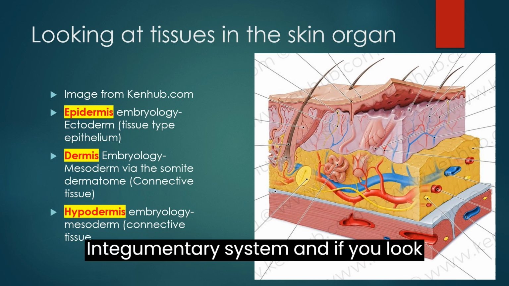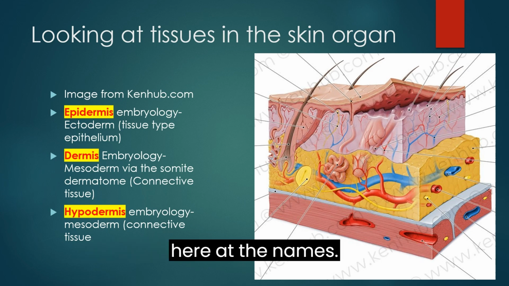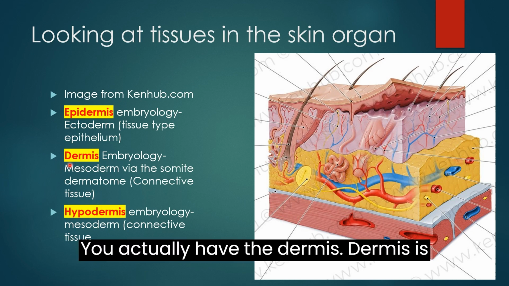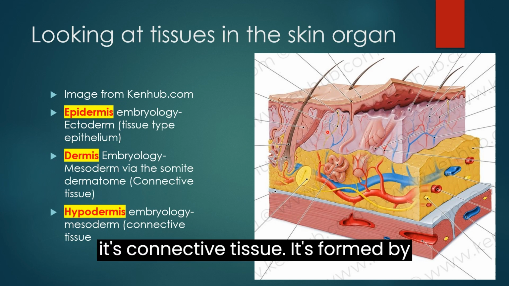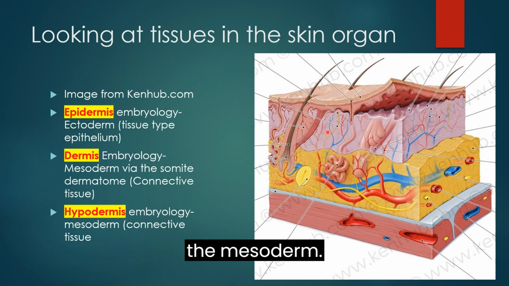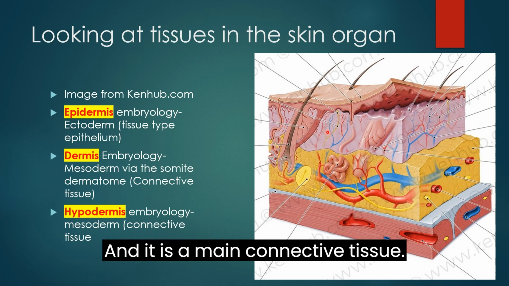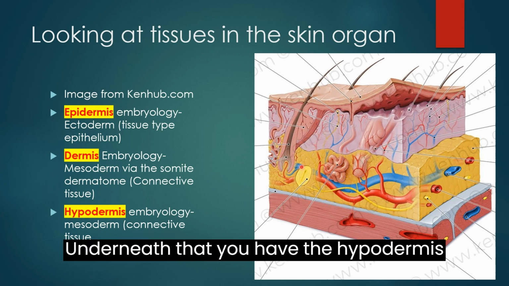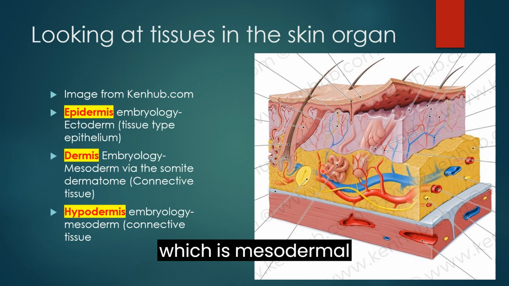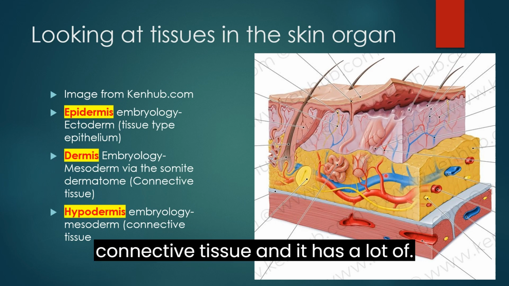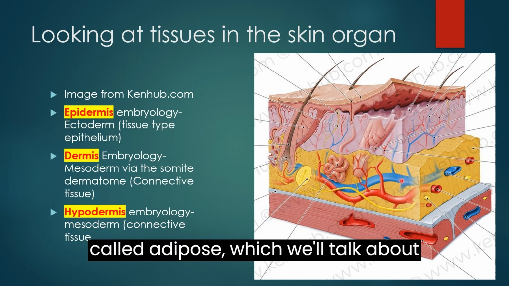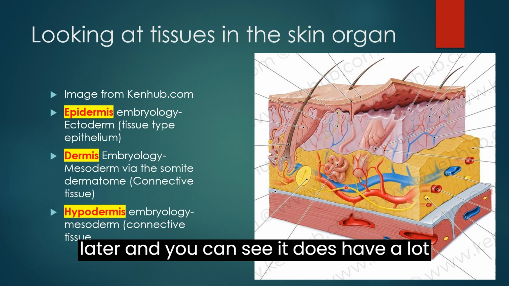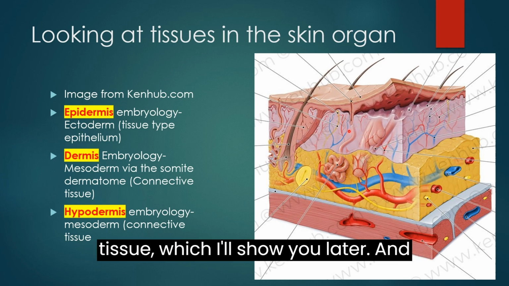integumentary system. And if you look here at the names, you actually have the dermis. Dermis is the connective tissue layer here. So it's connective tissue. It's formed by the mesoderm, and it is a main connective tissue. Underneath it, you have the hypodermis, which is mesodermal in origin as well. It is connective tissue, and the type of tissue is called adipose, which we'll talk about later. And you can see it does have a lot more vasculature than the connective tissue, which I'll show you later.